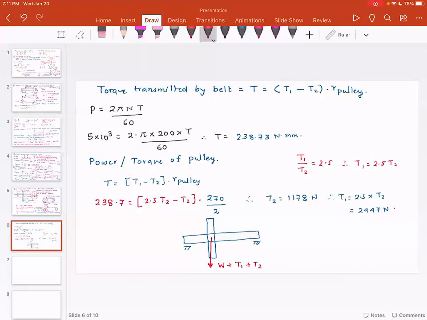This total load should be used to find the bending moment. I'm going to give you the answer, which is 400 plus 2947 plus 1178. This is the total load at the pulley, and this distance is 300.